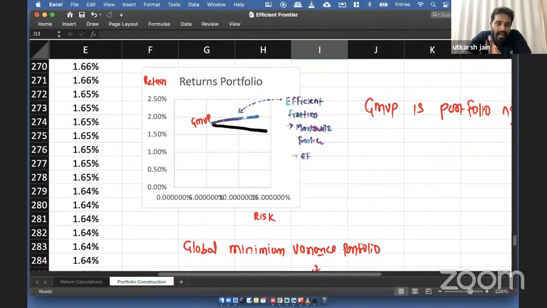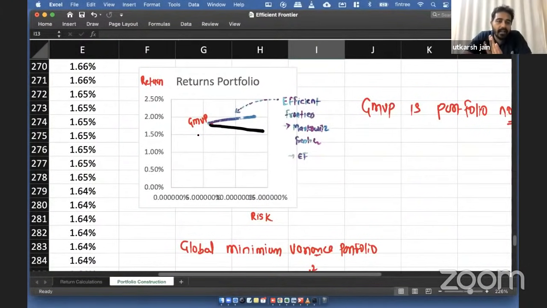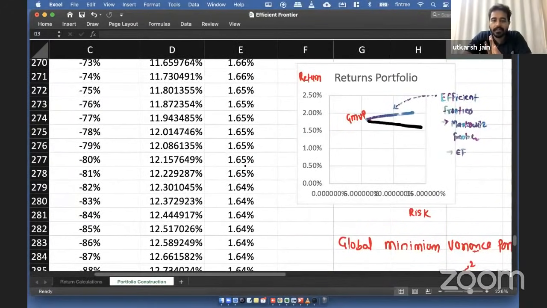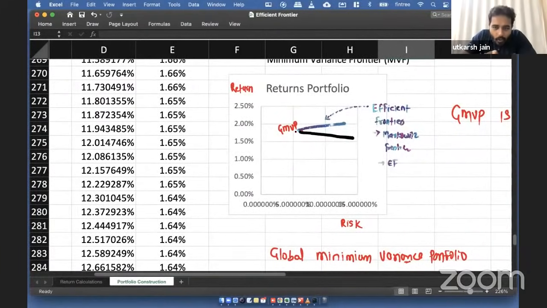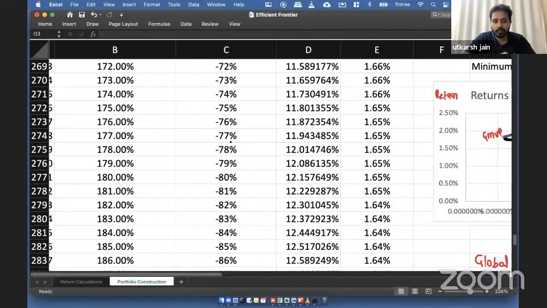So anyways, can I identify out of these which portfolios are efficient and which portfolios are not efficient, right? Is there a way for me to figure that out? Very simple. I know that all the portfolios that give me a return higher than GMVP, because see, it's above, right? Y-axis is return. So all the portfolios which give me a return higher than GMVP are efficient portfolios, and the ones that give me return lower than this are inefficient portfolios, correct?